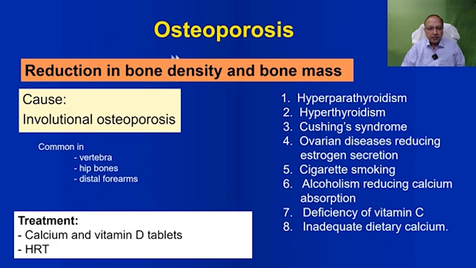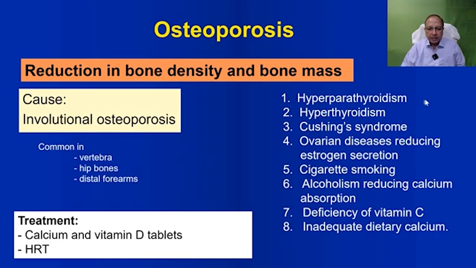Coming to the applied aspect, osteoporosis. Osteoporosis is a very common condition, and the basic pathophysiology is that there is a reduction in the bone density and the bone mass. One of the most common causes is involutional osteoporosis, and it commonly occurs in the vertebra, hip bones, and in the distal forearms.